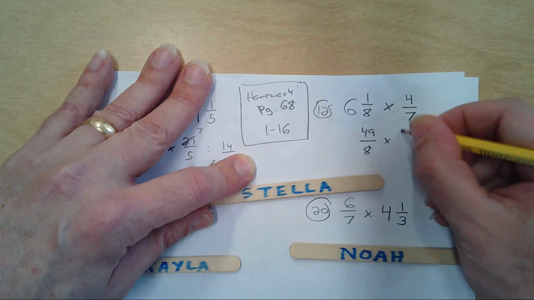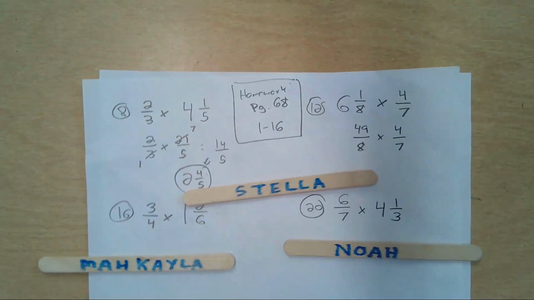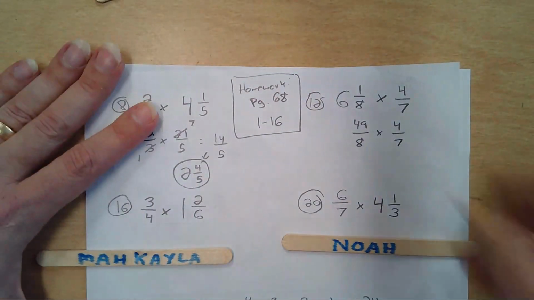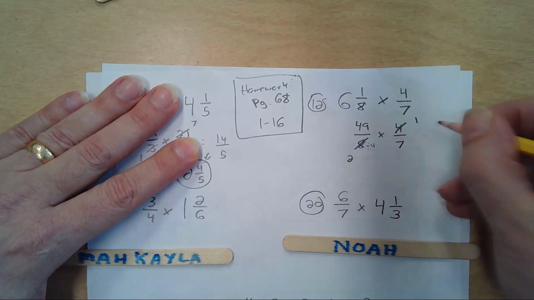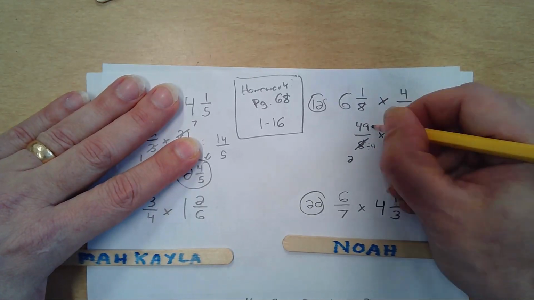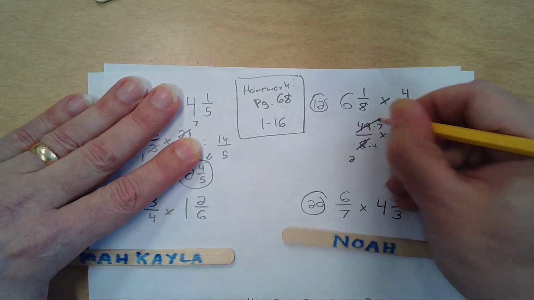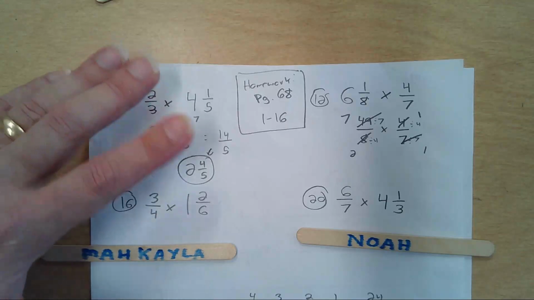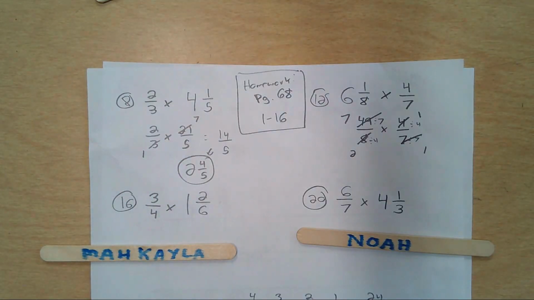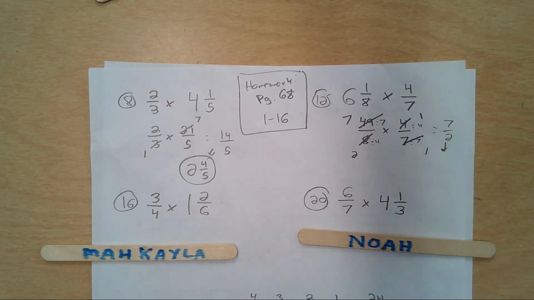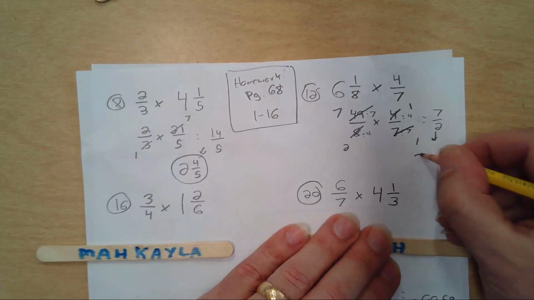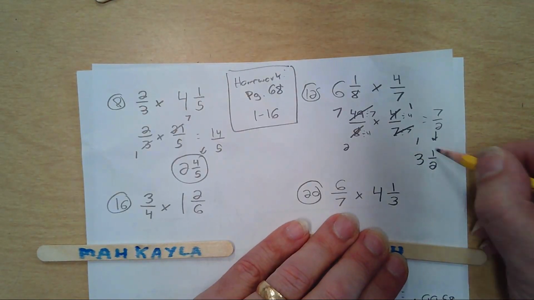49/8 times 4 sevenths. Cross simplify. The 8 is a 2 and the 4 is a 1. And then the 49 can become a 7 and the 7 is a 1. Right. You can divide both of these by 7. 7 divided by 7 is 1. 49 divided by 7 is 7. So then 7 over 2 equals 3 and a half. Right. 3 and 1/2. There's our final answer.